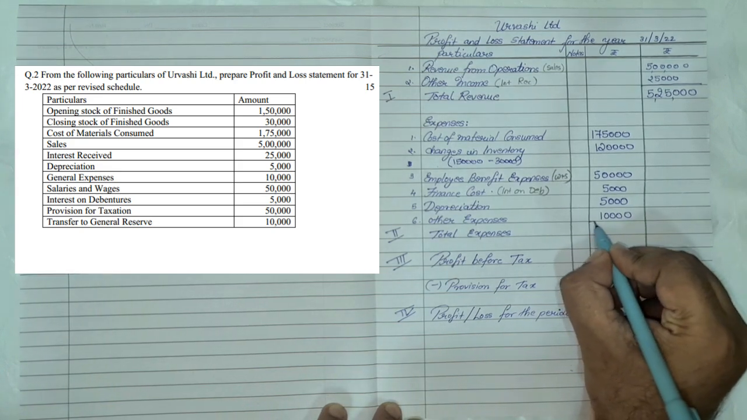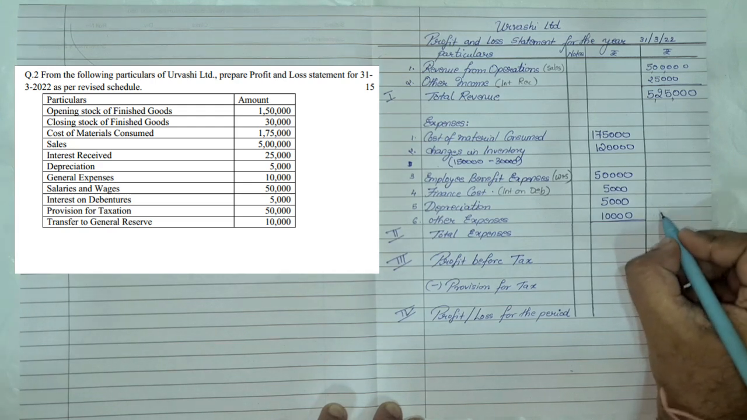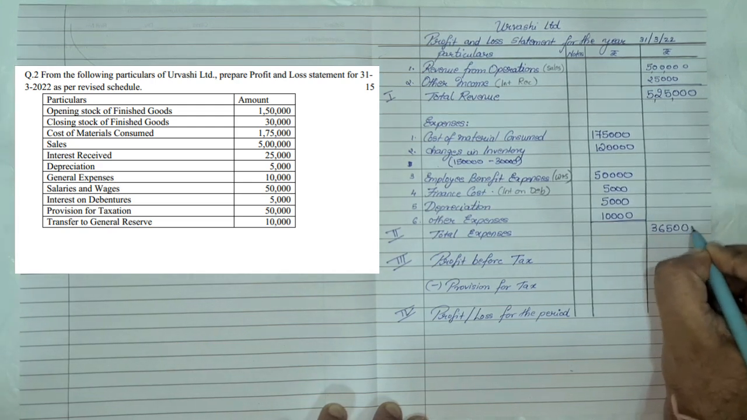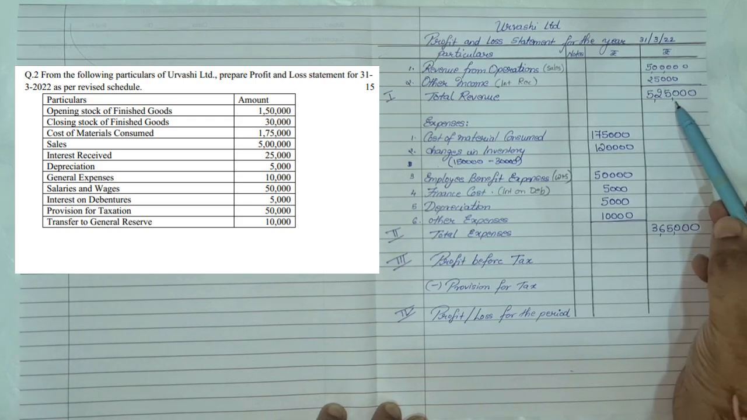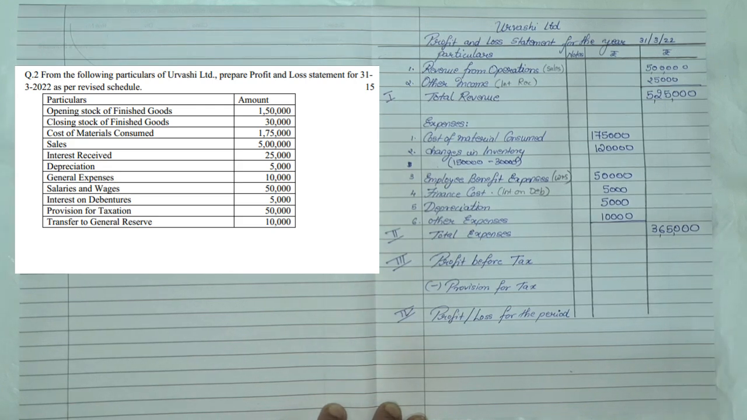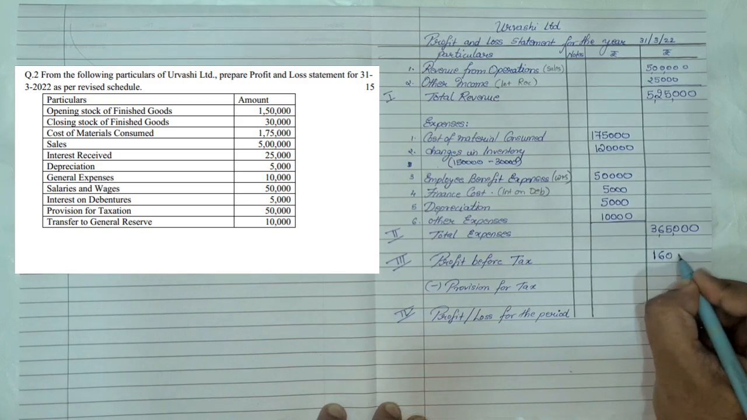Okay, so that's it, no other expenses are available. So we add up 1,75,000 plus 1,20,000 plus 50 plus 5 plus 5 plus 10, which comes to 3,65,000. Total revenue was 5,25,000 minus 3,65,000. When you subtract, we get our profit before tax as 1,60,000.